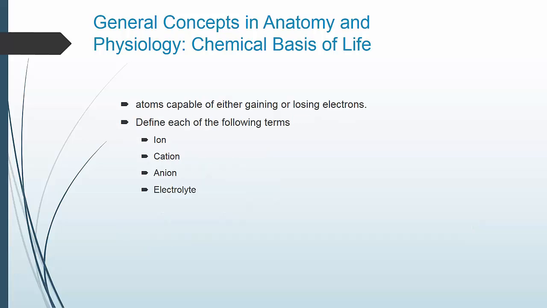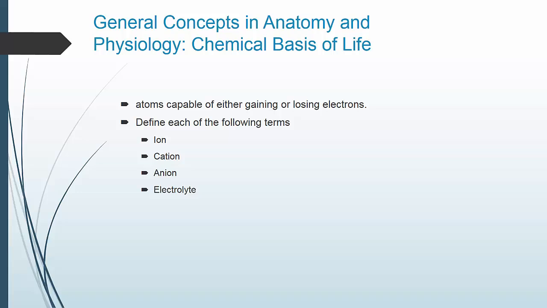Our atoms are capable of losing or gaining electrons. So an ion is just a group of atoms or an atom that can carry a positive or a negative charge. A positively charged ion is called a cation. I always remember this one because it's got a T in the middle of it. It looks kind of like a plus sign, positive. And then anion is a negative charge. An anion, in medical terminology, an or a at the beginning of something means without. So this is without a charge.